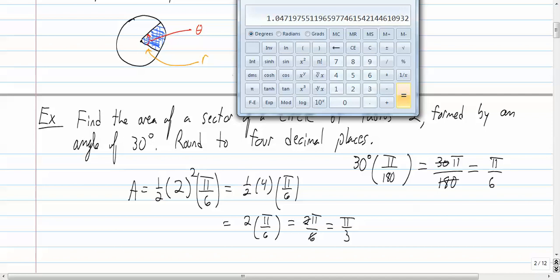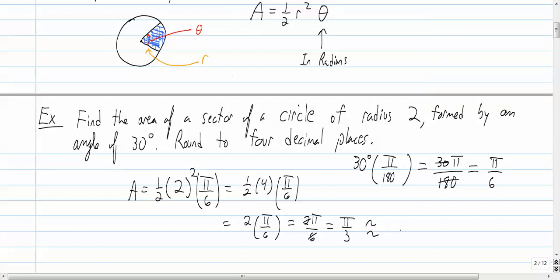Let's round to 4 decimal places. So the 4th decimal place we have 0.471. So we look at the number after the 1, it's a 9. So we need to round the 1 up to a 2. So it's going to be 1.0472. Approximately 1.047.